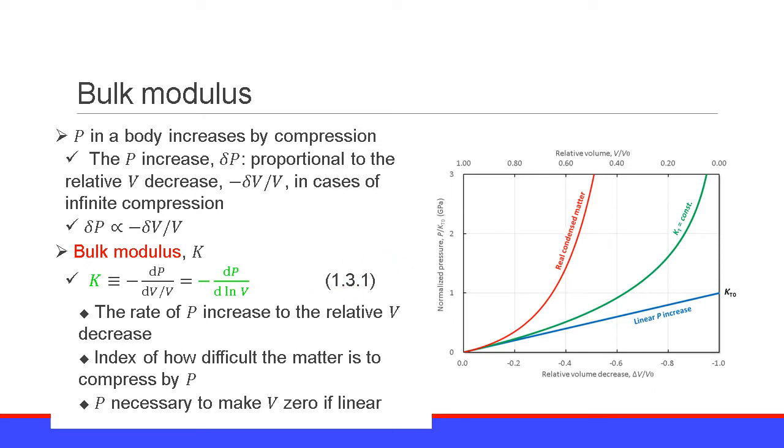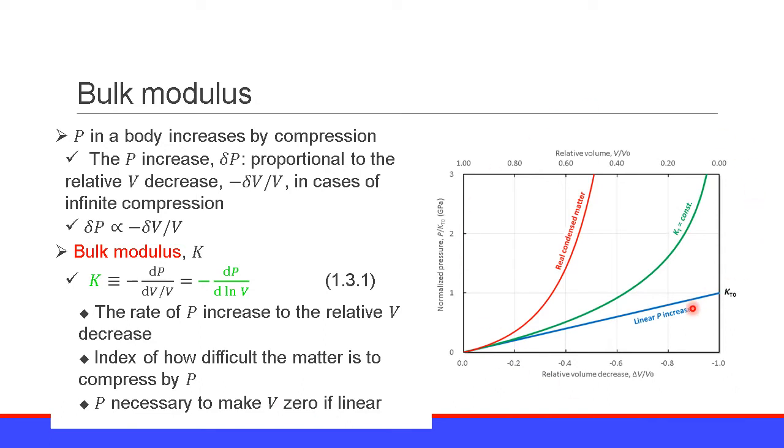The bulk modulus K is the rate of pressure increase to the relative volume decrease, as I explained, and it is the index of how difficult the matter is to compress by pressure P. If the compression is linear, the bulk modulus K is the pressure necessary to make the volume of the body zero.